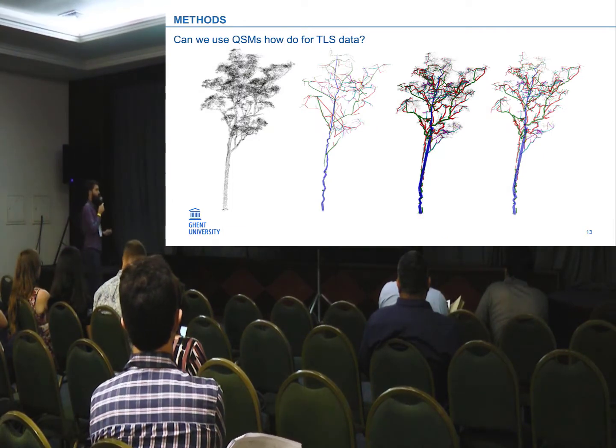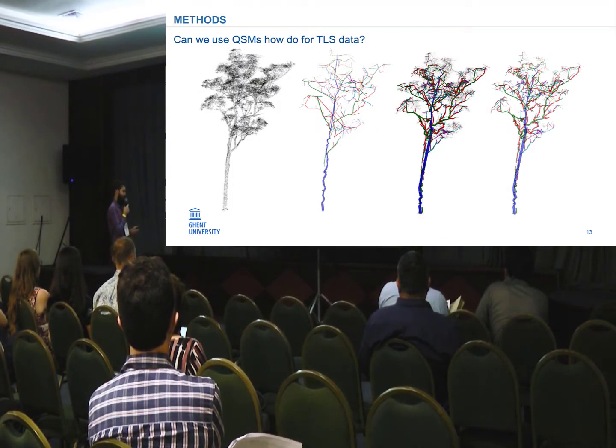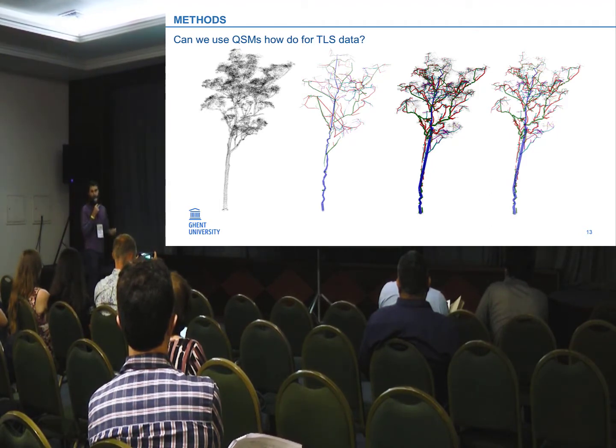So how well do the QSM models work on the TLS data? This is a tree from Litchfield, the savanna site. So actually our best case scenario is it's quite sparse. You actually do get a lot of hits on the stems, and if you look at the point cloud, you would visually say, well, the whole structure is covered. But we have a lot of problems getting the right QSM fitted.